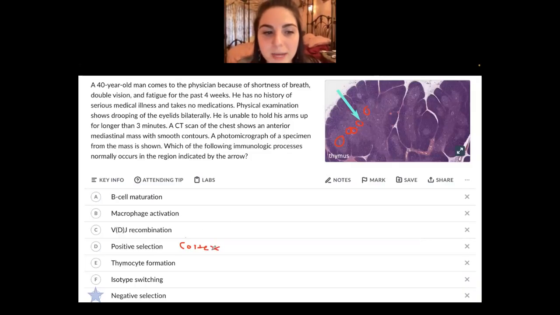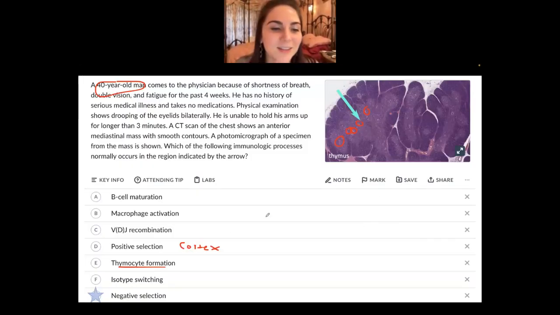Some of you picked thymocyte formation. Not a bad thought, except this is a 40-year-old man. Remember, the thymus involutes by the age of 3. So if this said a 1-year-old or a 2-year-old, they probably wouldn't have this as an answer, because they wouldn't have both of the right answers here. But since this is a 40-year-old man, this is not a true thymus. This is a cancerous thymus.